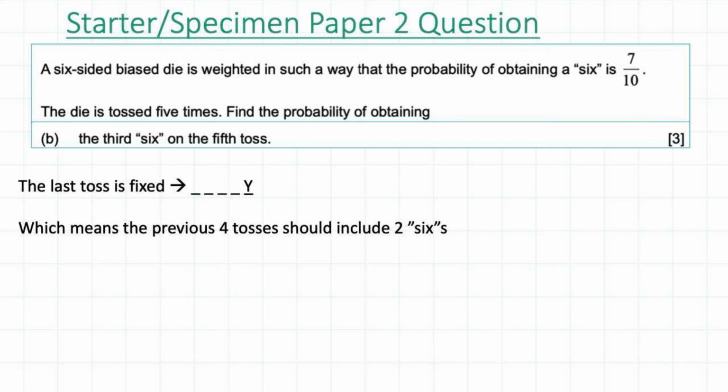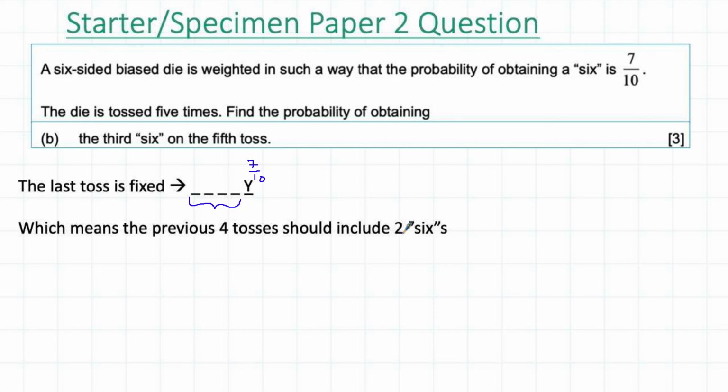Now, what if it says slightly differently? So the third 6 is on the 5th toss. So this means that the last toss is fixed. It's a 6 in there. So I know it's a fixed 7/10 here. So what happens with these 4? Do I have a bit of freedom? Well, no, it means that the previous 4 tosses should include 2 6s in there.